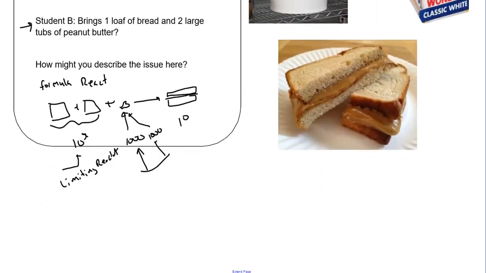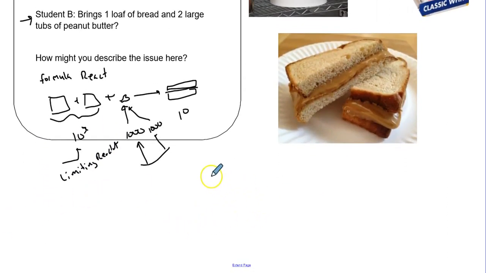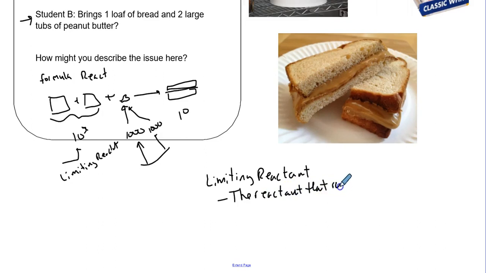Okay, so let's just define that a little bit better here. What is the limiting reactant? This is a situation where this reactant, or the reactant, that runs out, stopping the process. Now, we also have the excess reactant, which would be this guy, excess.